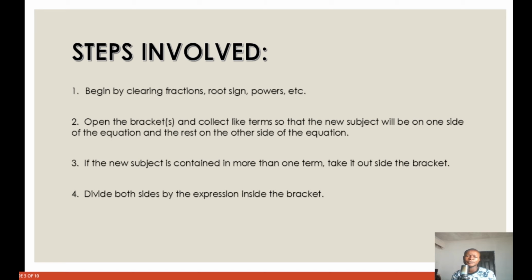Step 2 that we have to take is to open the bracket and collect the like terms, so that the new subject will be on one side of the equation and the rest on the other side of the equation. Which means that it's more or less like we are looking for one variable in terms of the other.